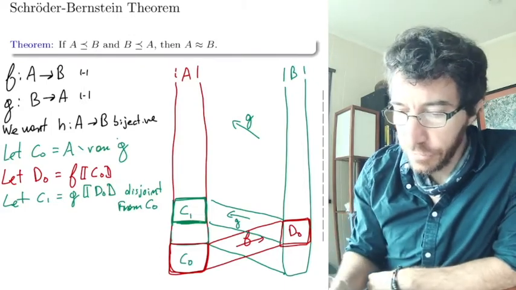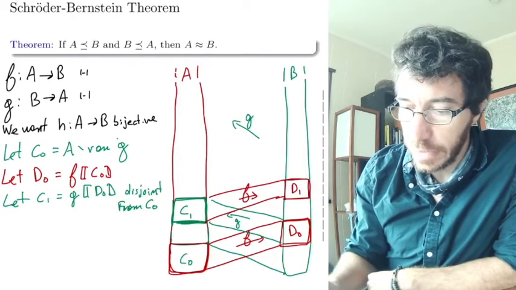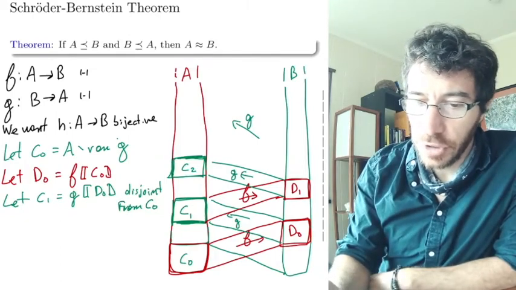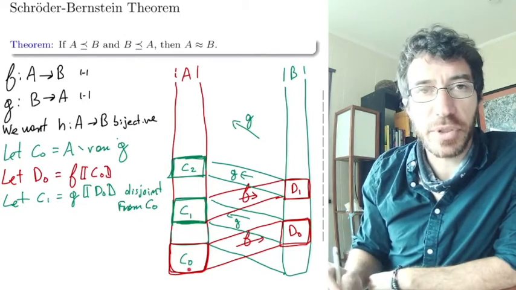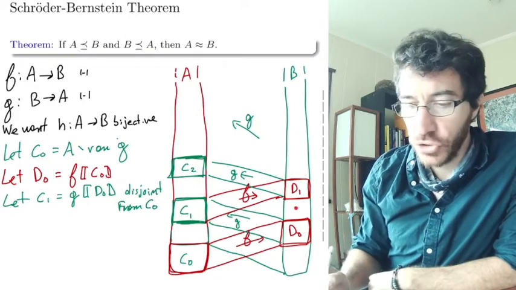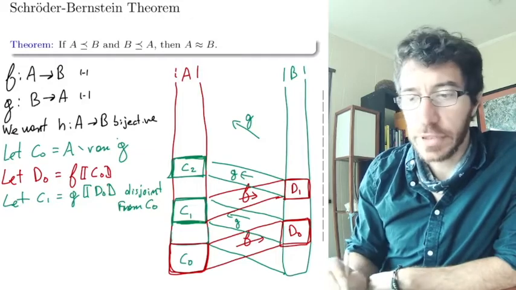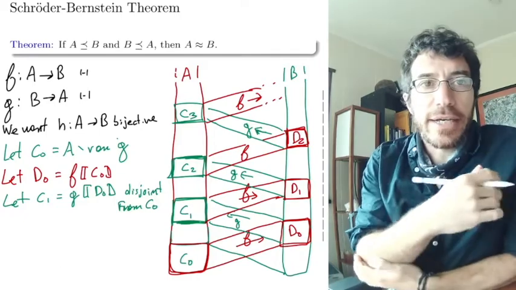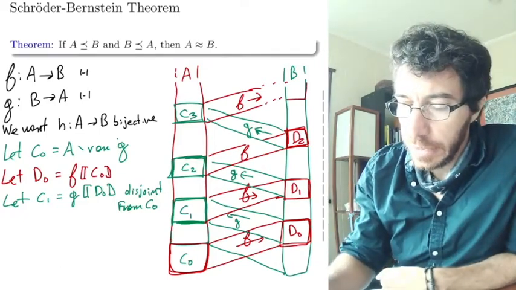Now we're going to apply F to this, and we're going to get D1, and then we're going to apply G. By the way, D1 is disjoint from D0 because F is one-to-one, and they are coming from disjoint sets, and if you go through a one-to-one function, you get disjoint things. And then once these two are disjoint, the images are disjoint because G is also one-to-one, so they have to go to different sets. And we keep on doing like this, and essentially we are defining these sets C0, C1, C2, C3, and D0, D1, D2, D3 all the way by induction.